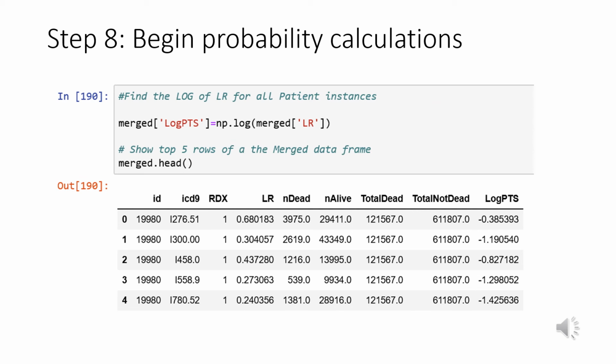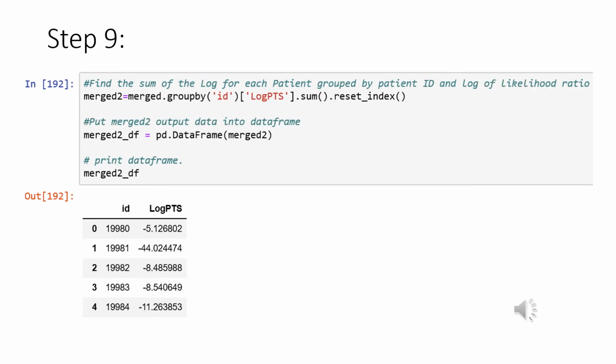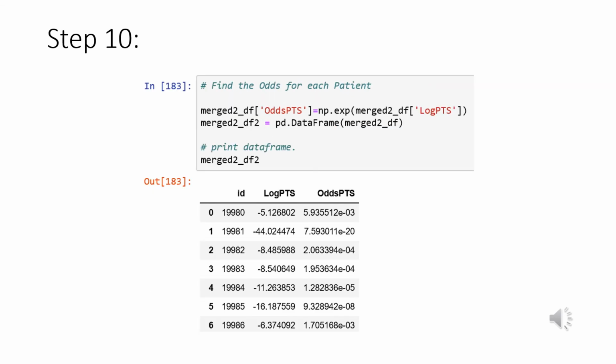In step 8, we begin our probability calculations. We begin by finding the log values of the likelihood ratio for each ID and ICD-9 combination. In this step, we find the sum of the log for each patient grouped by patient ID and log of likelihood ratio. The results are entered into a new data frame. We then find the odds for each patient ID.